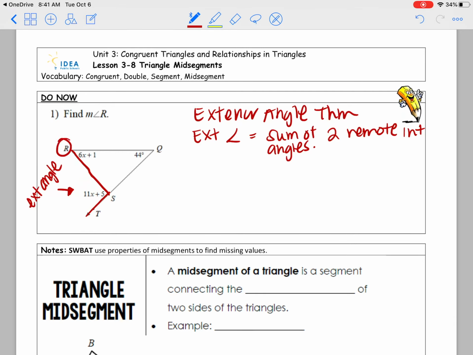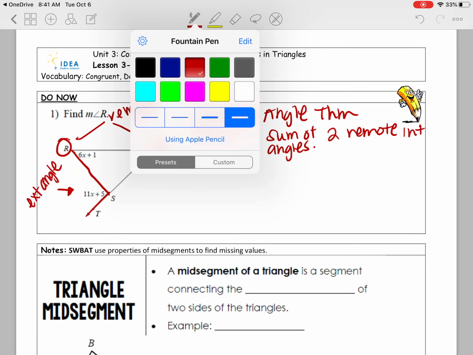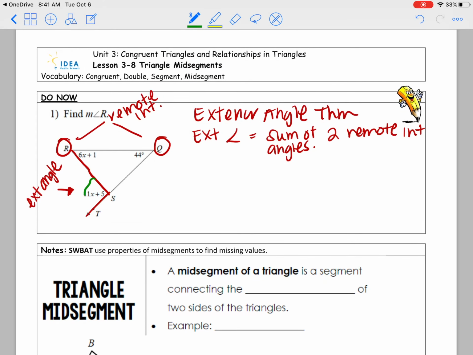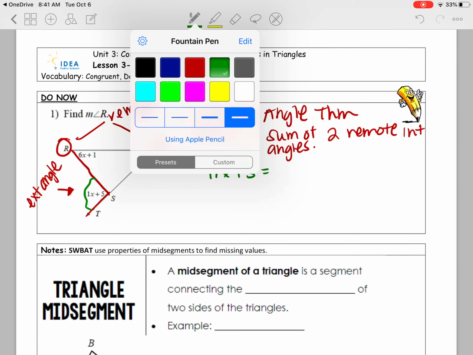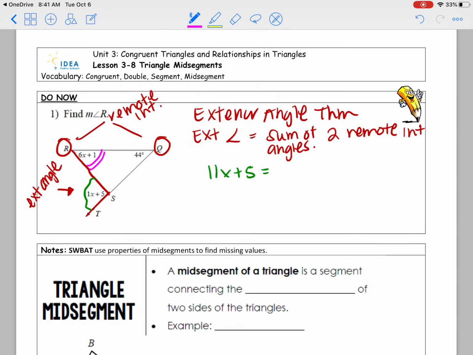So in this particular triangle, we know that angle R and angle Q are the two remote interior angles. So those are the two angles that we need to add and set equal to the expression of the exterior angle. So the exterior angle, once again, is 11x plus 5, and that is equal to the sum of the two remote interior angles. So we have 6x plus 1 plus 44.